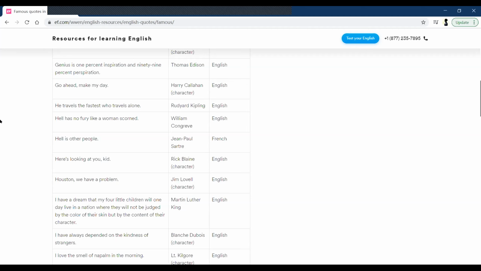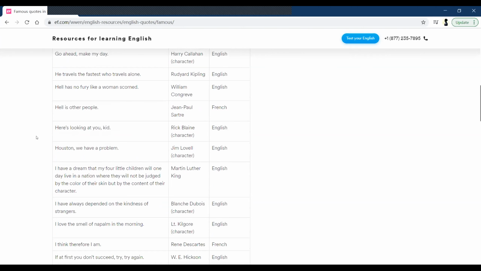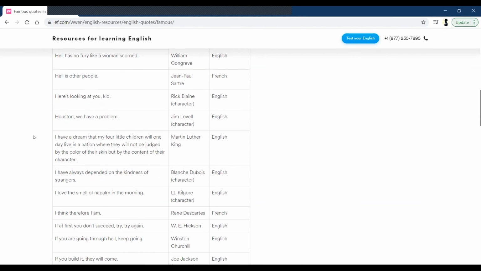How about "I have a dream that my four little children will one day live in a nation where they are judged not by the color of their skin but by the content of their character"? That's by Martin Luther King. He was a Black rights activist. He held many peaceful strikes, and he gave this speech where he says in his dream that in the future his children won't be judged by the color of their skin. It's a very famous speech.